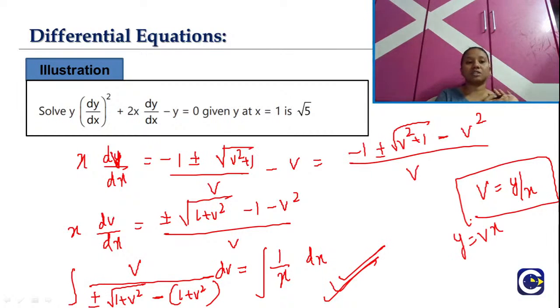We have discussed two methods of solving differential equations: the variable separable method and the method of solving homogeneous differential equations. We are left with one more method, that is the method of solving linear equations. We'll try to cover that in our next session of differential equations.